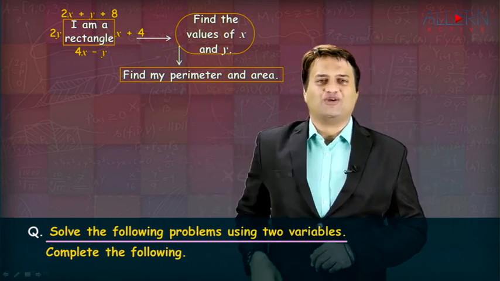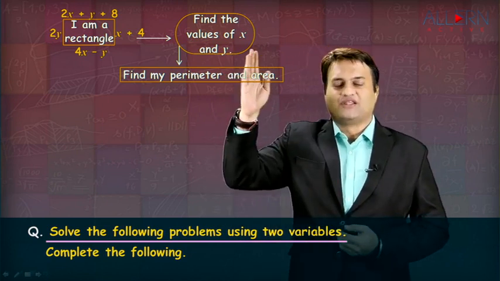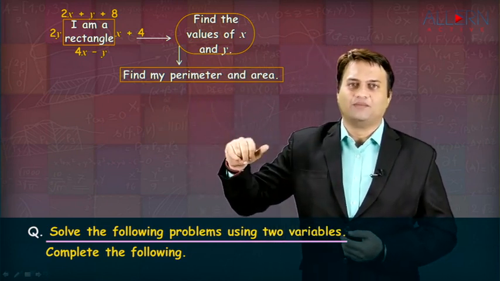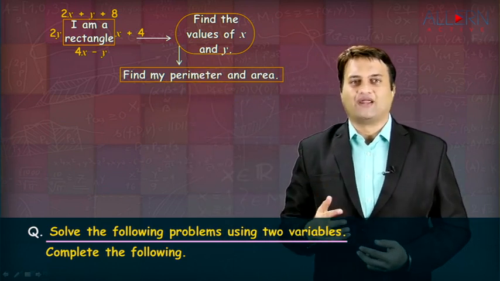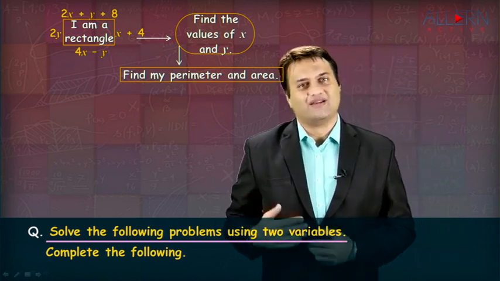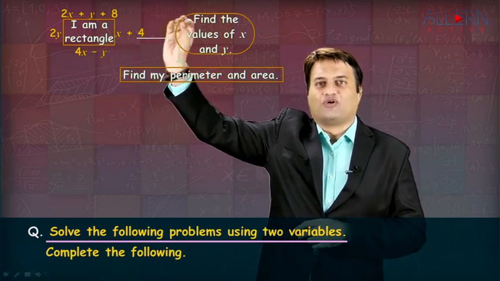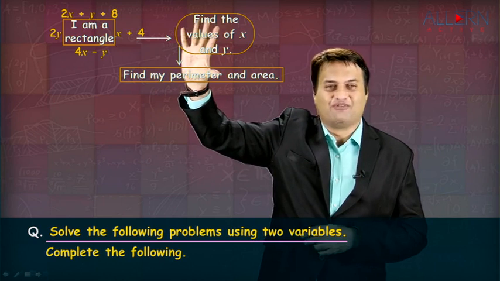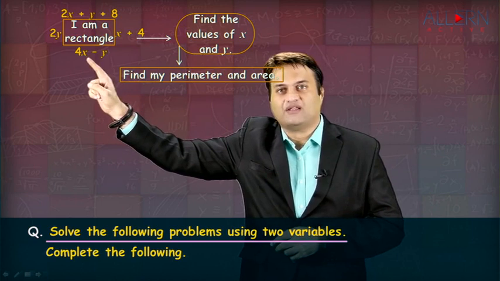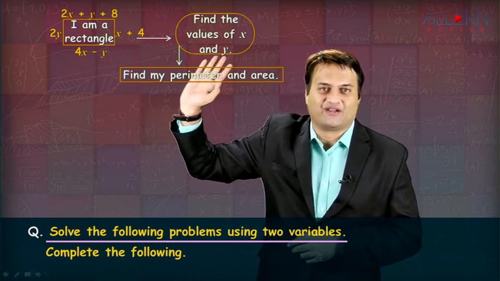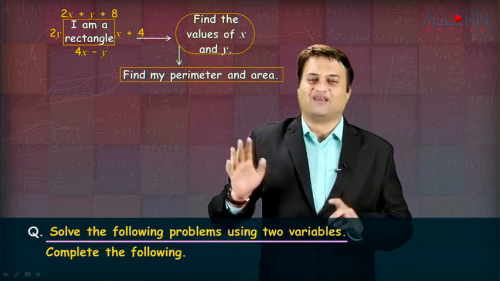The question is find the values of x and y, which we can easily do by forming the 2 equations and solving them. And once we get the values of x and y, we are asked to find the perimeter of the rectangle and area of the rectangle. Perimeter of the rectangle we all know is 2 bracket length plus breadth, and area of the rectangle is length into breadth. So in this sum, first we will form the equations. From that we will solve the equations, we will get the values of x and y. Once we get the values of x and y, again using this we will find the length and breadth of the rectangle. Once we get the length and the breadth, we can easily find the perimeter and the area. That is what the sum is.